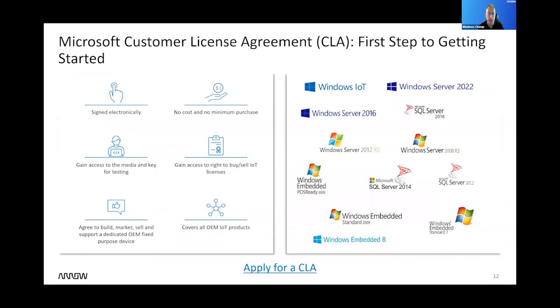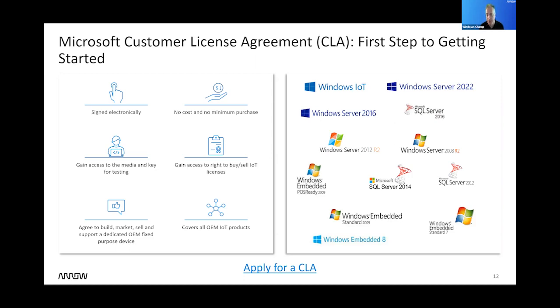So step one is that agreement. It's called a customer license agreement. And as we started in the upper left of the presentation here, it is signed electronically. There's no cost and no minimum purchase. You gain access to all the media and keys for testing. You gain access to the ability to buy and sell the IoT licenses. And you agree to build, market, and sell and support a dedicated appliance. So you're saying, hey, I'm only going to use these products on appliances, not on general purpose computers. And the one agreement covers all of these products.